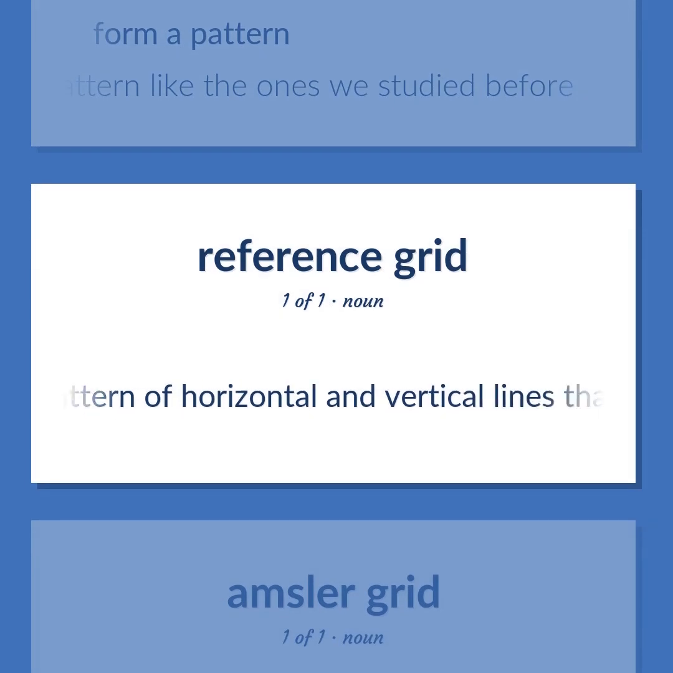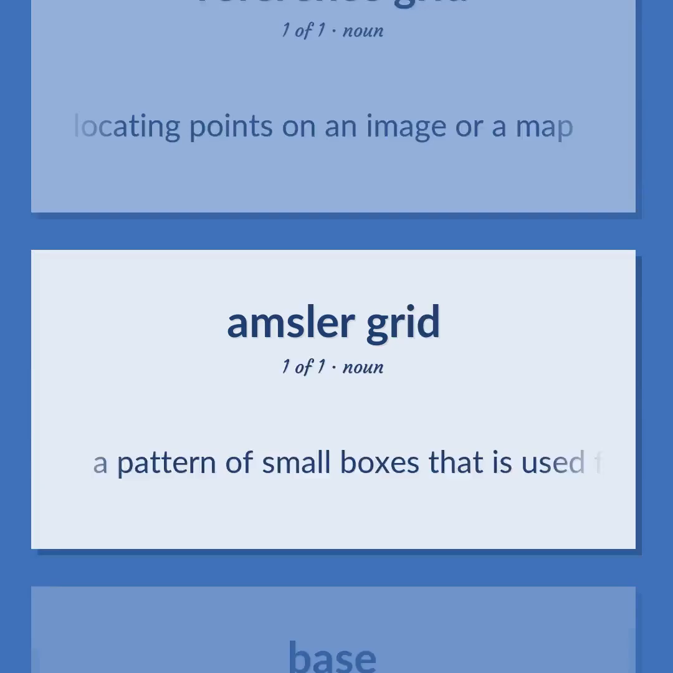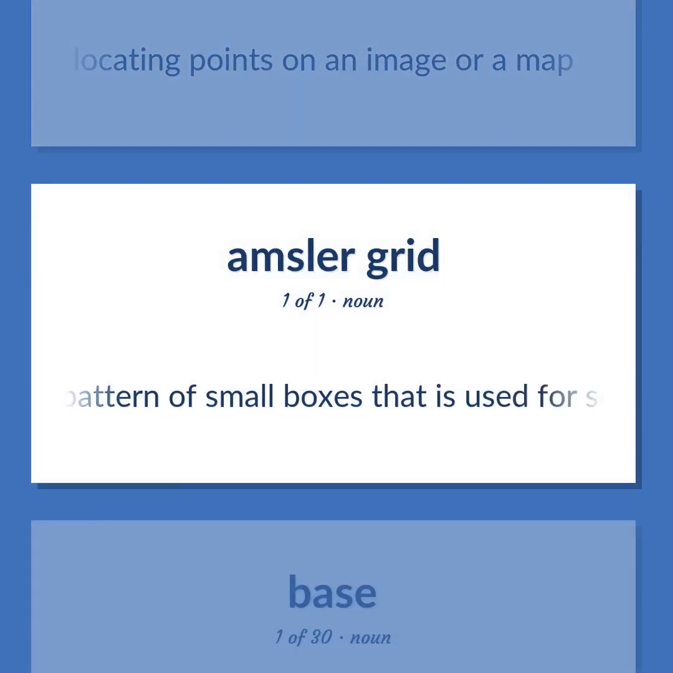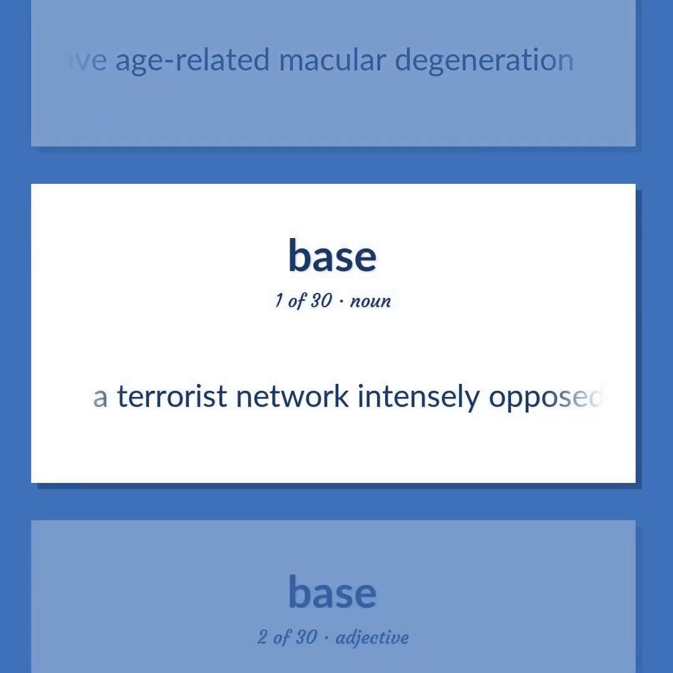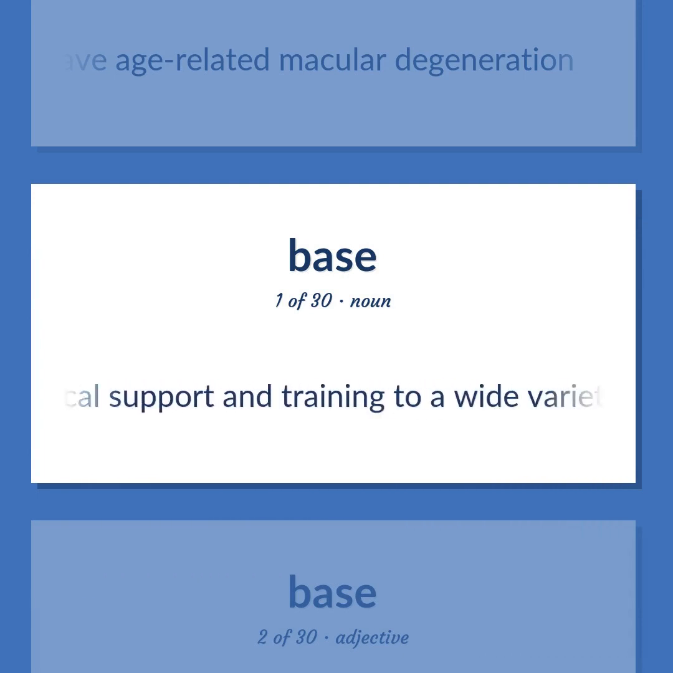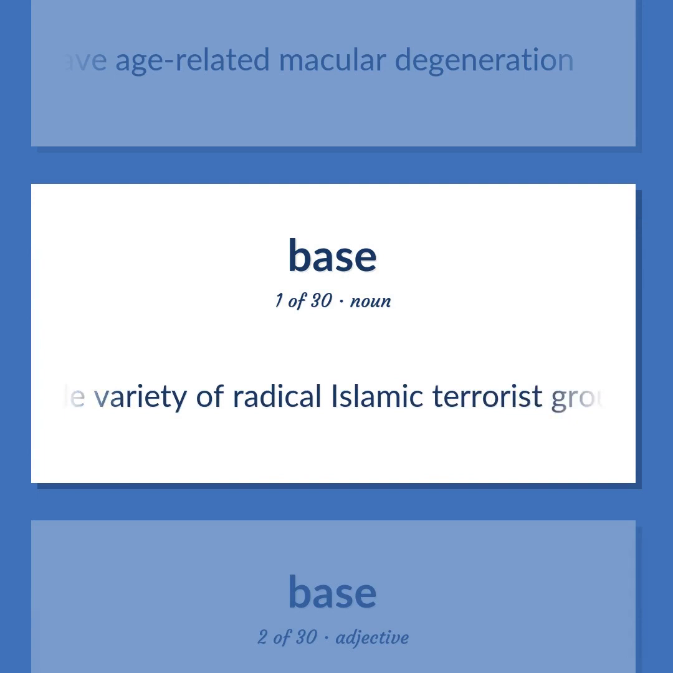A pattern of horizontal and vertical lines that provide coordinates for locating points on an image or a map. A pattern of small boxes that is used for self-monitoring by patients who have age-related macular degeneration. A terrorist network intensely opposed to the United States that dispenses money and logistical support and training to a wide variety of radical Islamic terrorist groups, has cells in more than 50 countries.